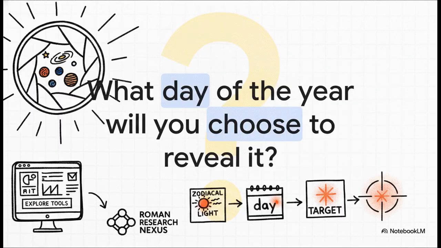Which leaves us with this final thought. Roman is going to have a field of view 100 times larger than Hubble's, and it's going to gather petabytes of data on everything from nearby exoplanets all the way to the edge of the observable universe. Your target is out there right now, hiding in that near-infrared glow. By using the Roman background visualization tool to strip away the zodiacal light and pinpoint your optimal observing window, the only question left is, what day of the year will you choose to reveal it?